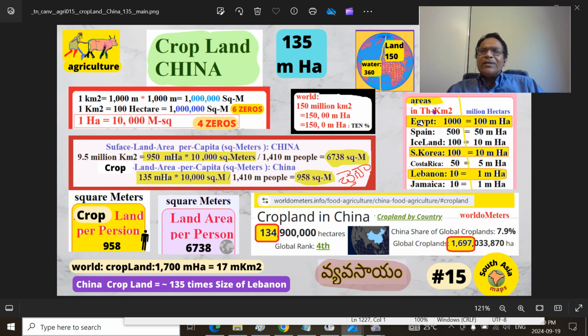So this is in 1000, right? So 100 million hectares. Spain is 50. Iceland is 10. South Korea is 10. Costa Rica, Lebanon is 1.